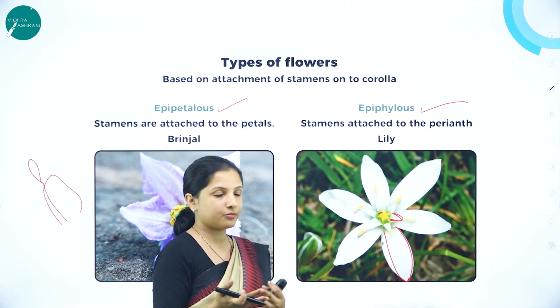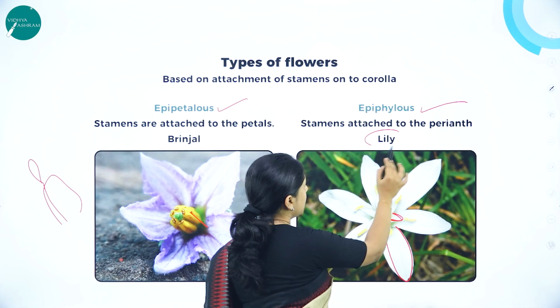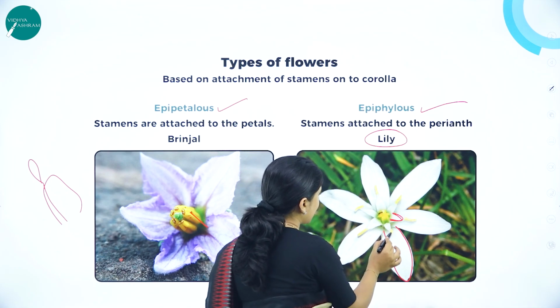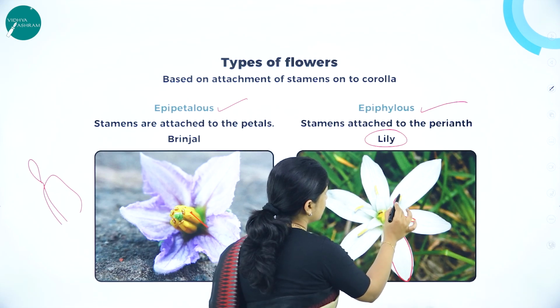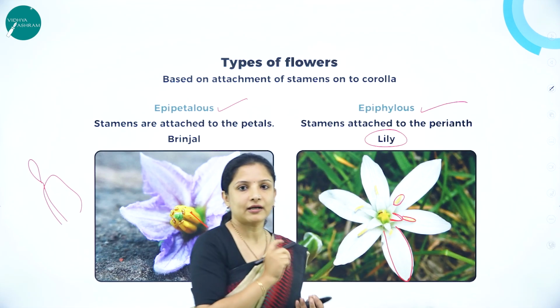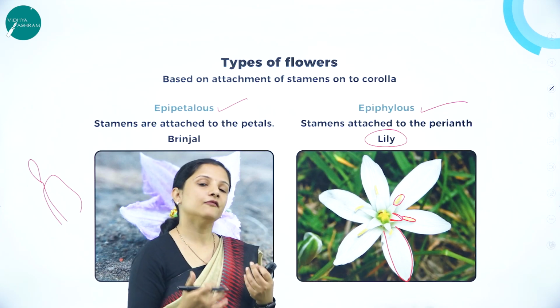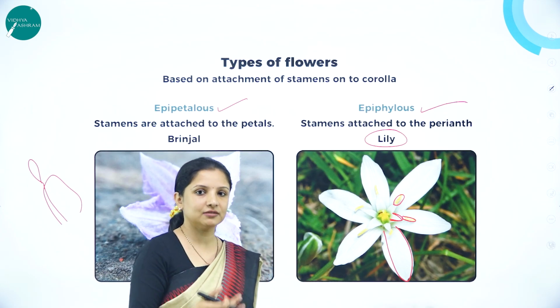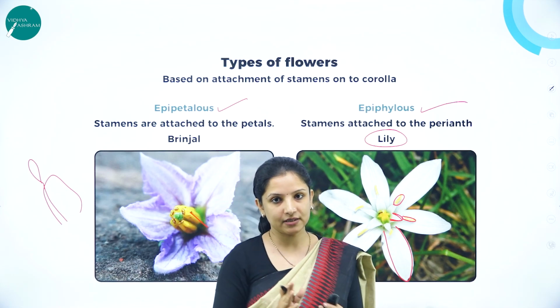You cannot differentiate because both are of the same color. For example, lily. So here, if you can see, the stamens are attached. So this portion, the stamens are attached directly to the perianth. So that type of attachment of stamens to the perianth, if flowers are there wherein the stamens are attached to the perianth, then we call such flowers epiphyllous flowers.